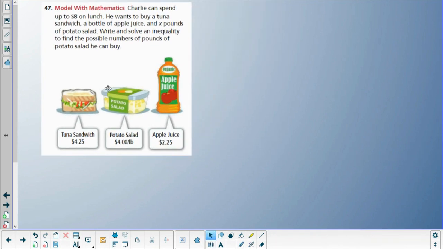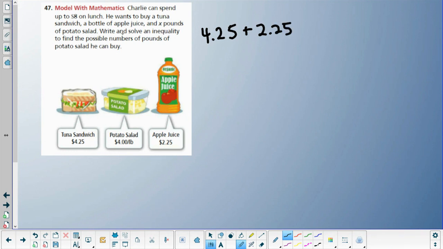Let's slide this over. Okay, plus he wants to buy a bottle of apple juice, which is $2.25. And then x pounds of potato salad. This one is per pound. When you see that slash pound, it's $4 per pound. So $4 per pound. We're not sure what that pound is. And we know that he has a total of $8.